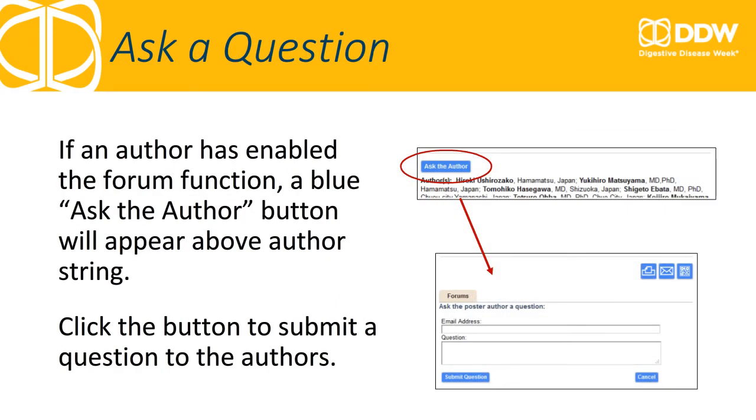If an author has enabled the site's forum features, you will see a blue button above the author string. Click this button to submit a question directly to the authors. Please note that it is at the author's discretion to enable this feature, so you may not see the question option on all abstracts you view.